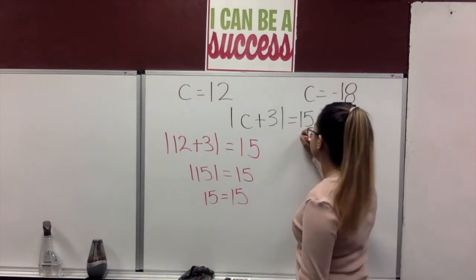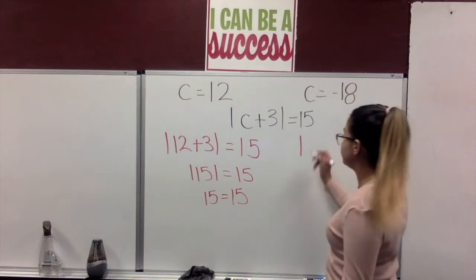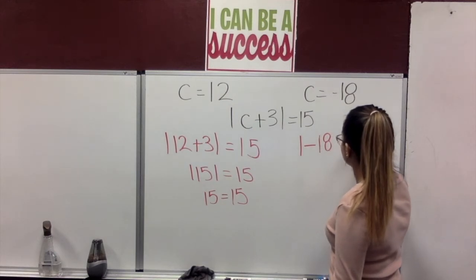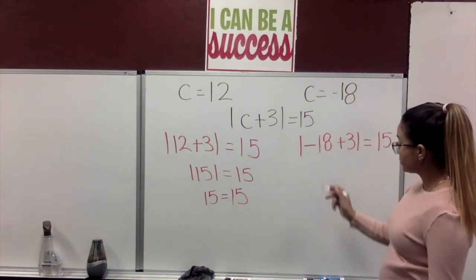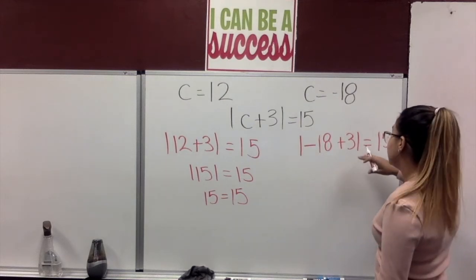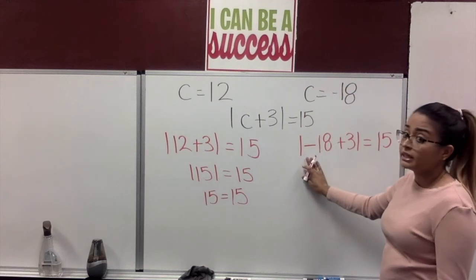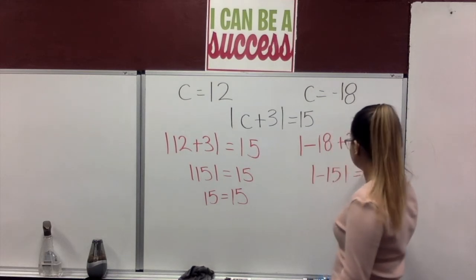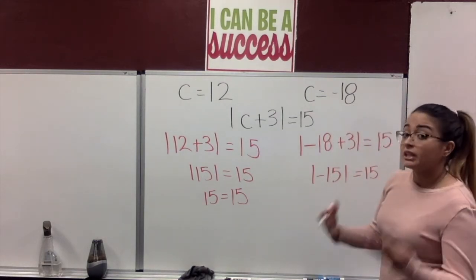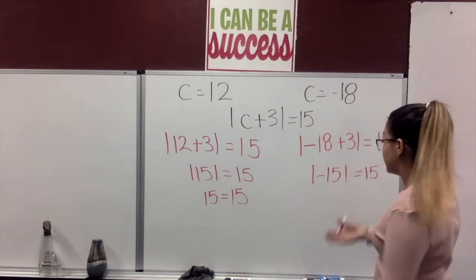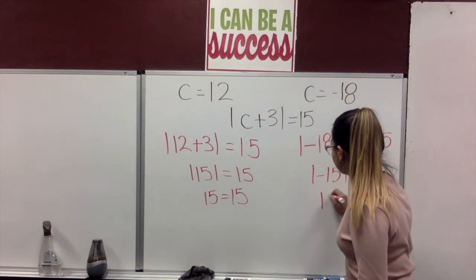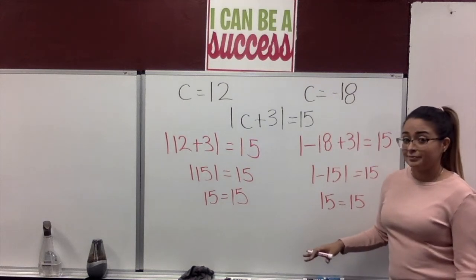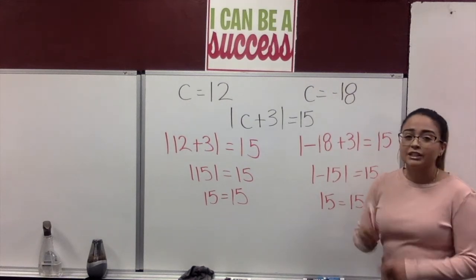Now on this side, we're going to be plugging in negative 18. Negative 18 plus 3 is equal to negative 15. Now when we add negative 18 and 3, we're left with the absolute value of negative 15 is equal to 15. And we know that the absolute value, which is the distance from 0, of negative 15 is 15. This equation is also right. Does that make sense?